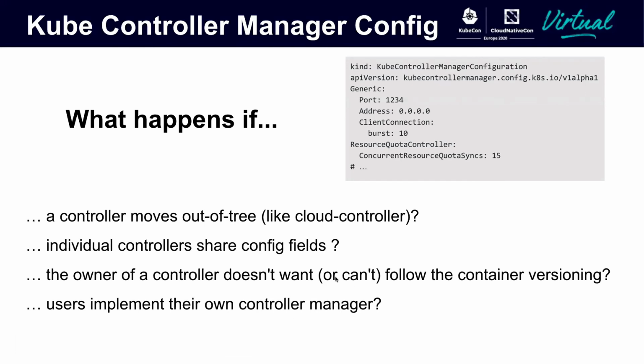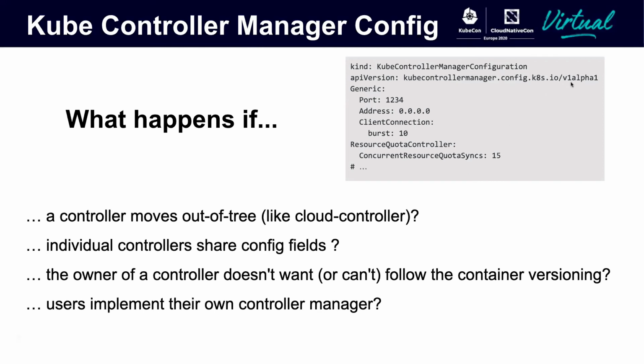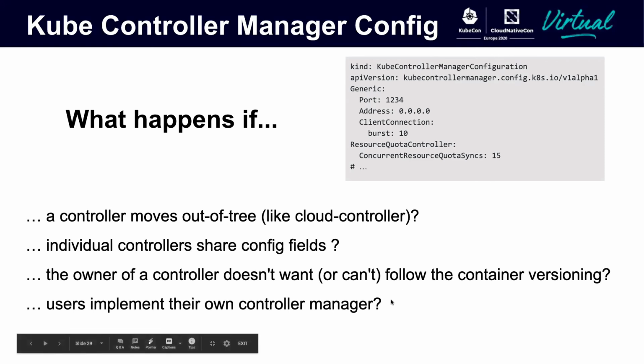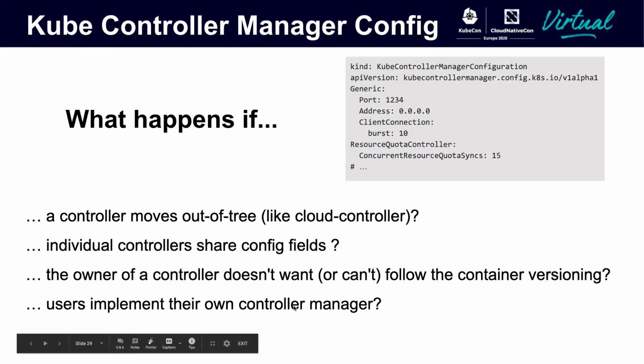Then what happens if the group owning a specific controller doesn't want to follow this versioning? They're kind of bound to it as soon as we load it from a file. Or what happens if a user wants to implement their own controller manager? Can they write their own component config? What kind of primitives do we provide for that? These are all tough questions. It's very much an architectural problem, and also a community organizational problem, I would say. There's a lot of talk and brainstorming which has to go into that, and it's quite difficult.